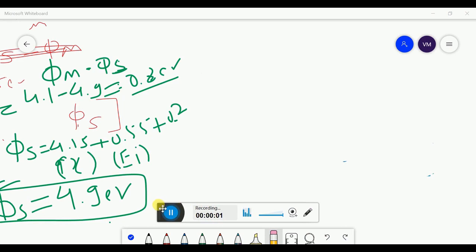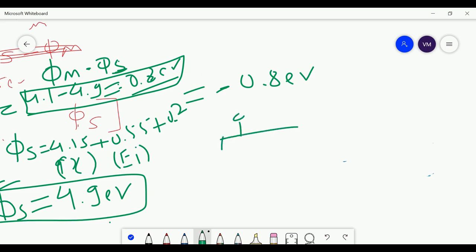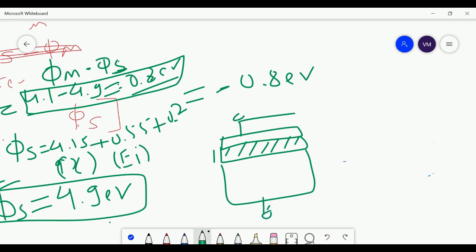So this was 4.1 minus 4.9, and it comes out to be minus 0.8 electron volt. So what is this? This is the built-in potential between the aluminum gate, between the gate and the MOS structure and the silicon. Fine. So this is the built-in potential. How much? Minus 0.8 electron volt. Fine. So this is the potential.